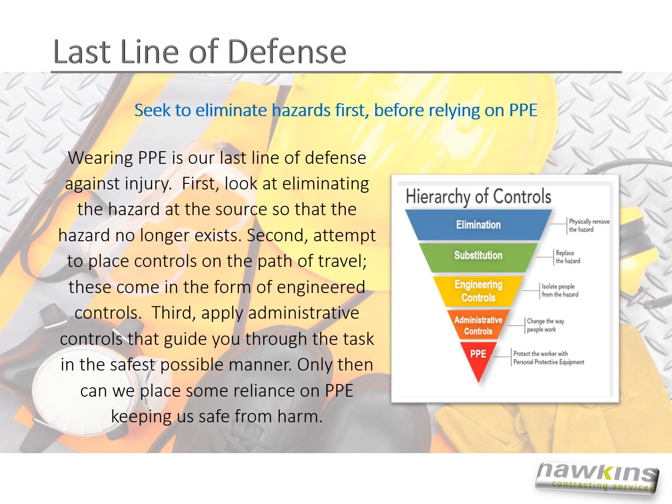You must seek to eliminate hazards first before relying on PPE. Wearing PPE is our last line of defense against injury. First, look at eliminating the hazard at the source so that the hazard no longer exists. Second, attempt to place controls on the path of travel. These come in the form of engineered controls. Third, apply administrative controls that guide you through the task in the safest possible manner. Only then can we place some reliance on PPE keeping us safe from harm.